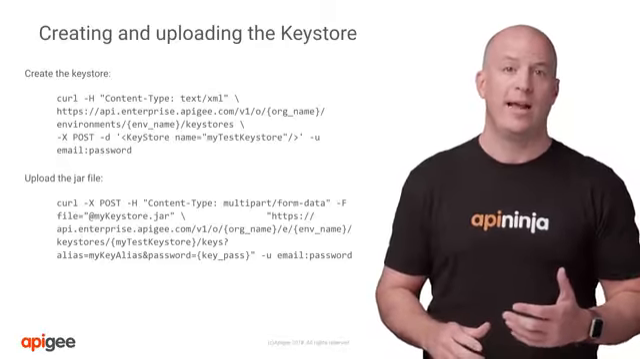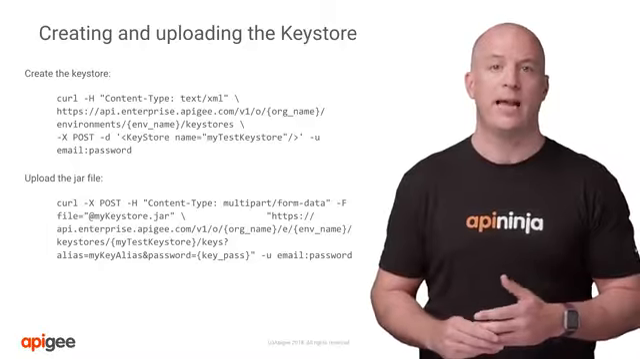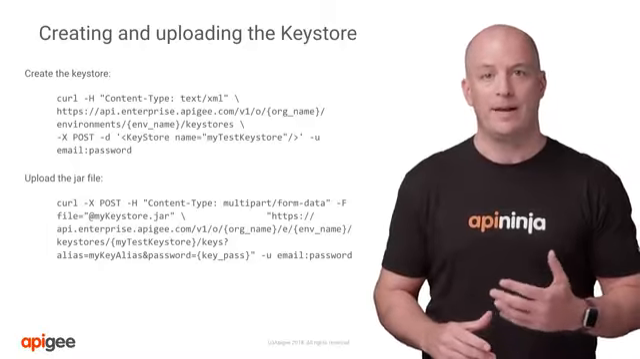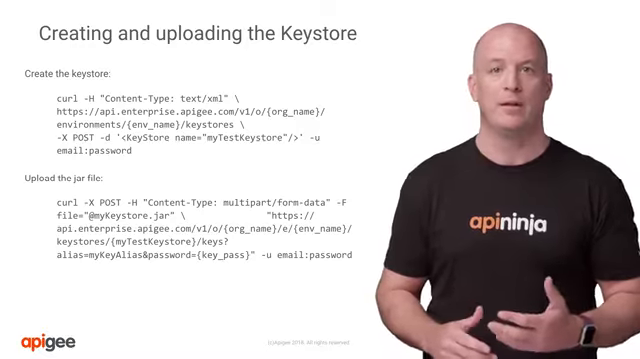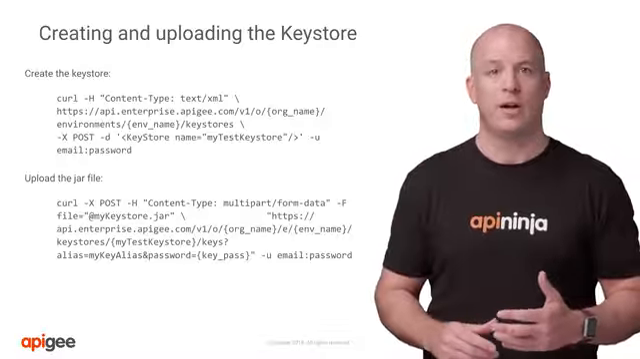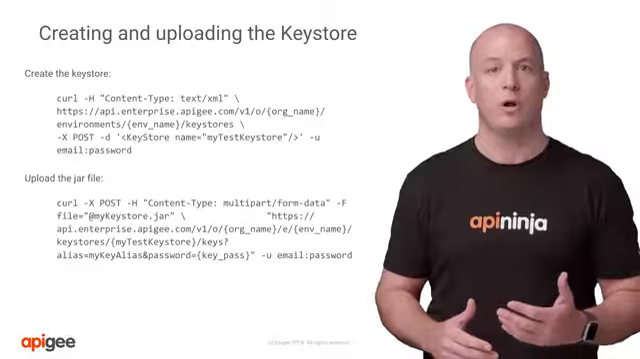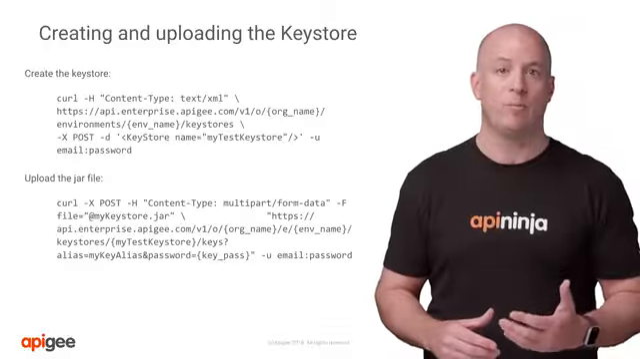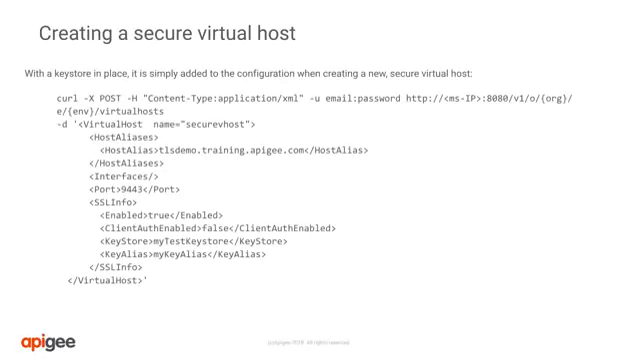Once the key store is created, it can be populated by uploading the jar you created in the previous step. Again, we make a POST to the Management API, uploading the jar file to the key store path. Additionally, arguments are also supplied to specify an alias for the key store. This is used when creating the secure virtual host, and a password if one was used when you created the private key.